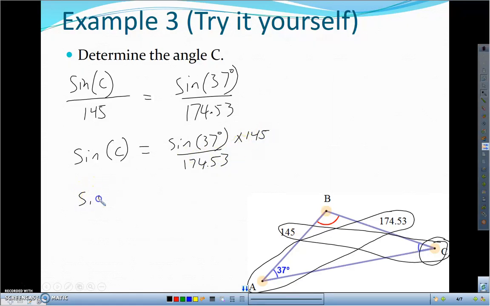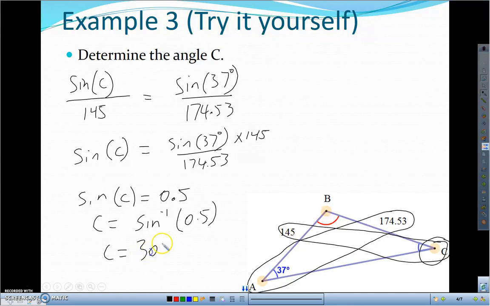And sine C is equal to, get out our calculators, and this should be pretty close to 0.5. To move sine over to the other side, it's the opposite operation. C is equal to the sine inverse of 0.5, and C is then equal to 30 degrees.